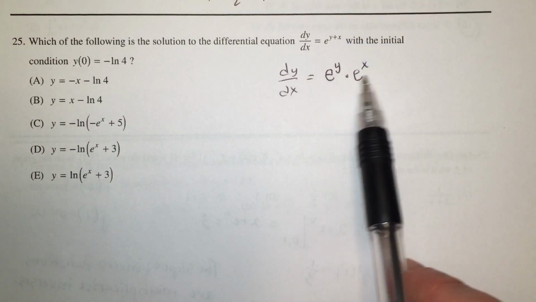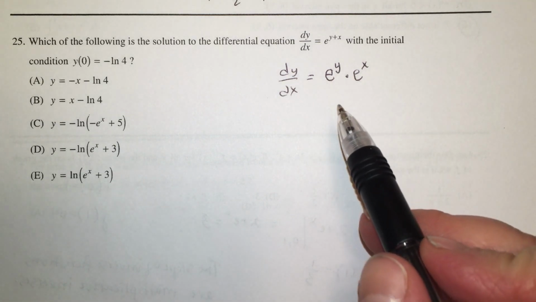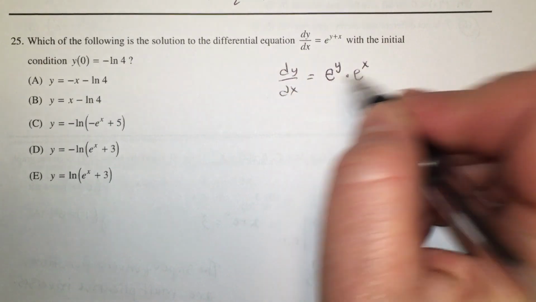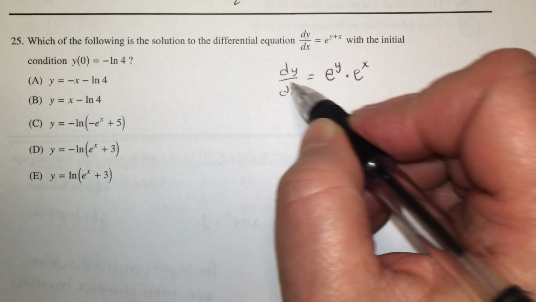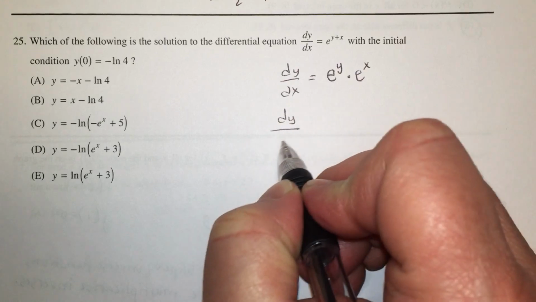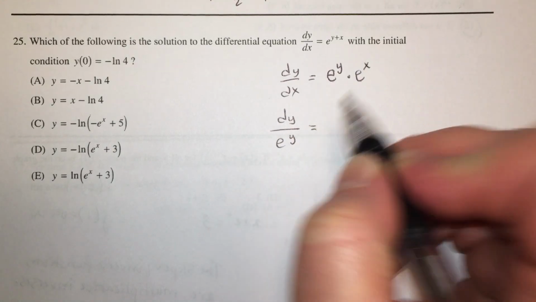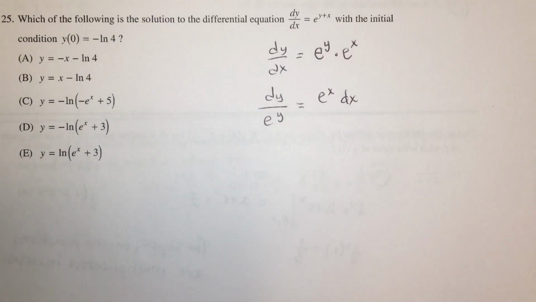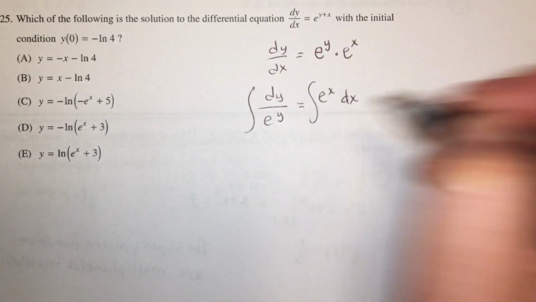Now, since our x's and y's are separated, we can actually separate them from both sides of the equal sign. Our dx is going to come to this side over here, and we're going to have to divide by e to the y to get it over there with the dy. So we end up with dy divided by e to the y is equal to e to the x times dx. And when we do that, we can integrate both sides.